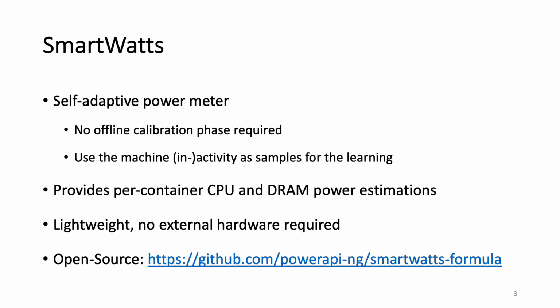So we will focus on SmartWatts, which is a self-adaptive power meter where no offline calibration phase is required, because it uses the machine activity and inactivity as samples for the learning of its power model. And this power meter provides per container CPU and memory power estimation. It is lightweight and no external hardware is required, and it's also open source.